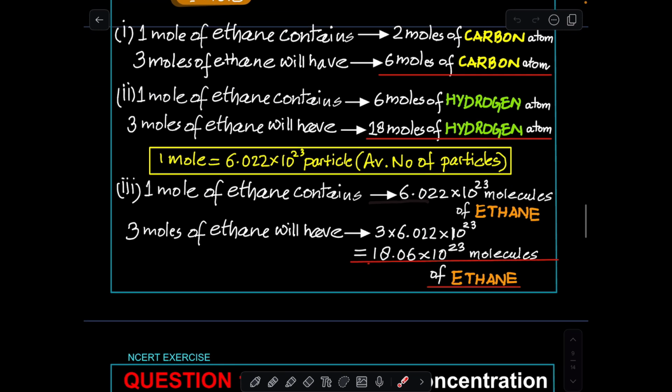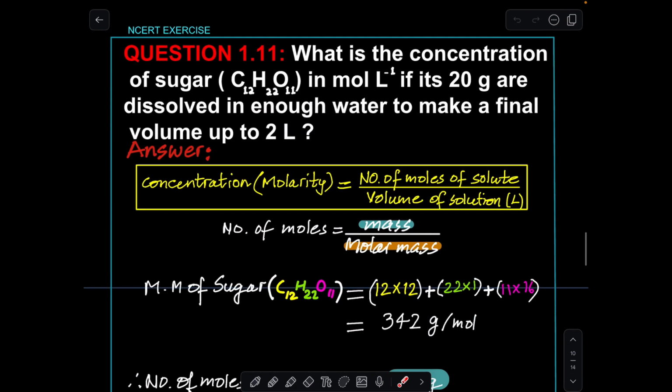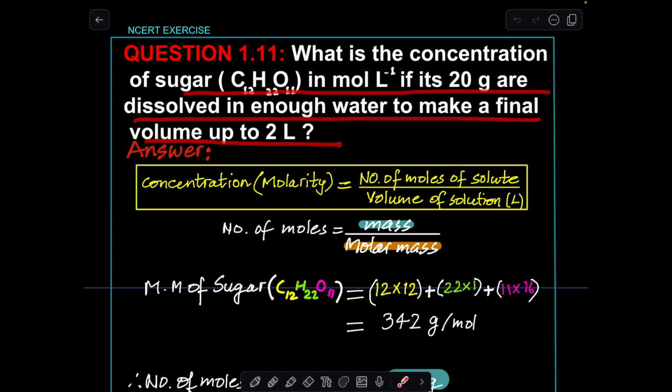Next question, what is the concentration of sugar in moles per liter if 20 grams of it are dissolved in enough water to make a final volume of 2 liters? Okay, so what is given to you? They have given you a sugar, that is C12H22O11, and what mass is given? 20 grams of the sugar is given to you, and the final volume we have to make is 2 liters. And we have to find out the concentration in moles per liter.